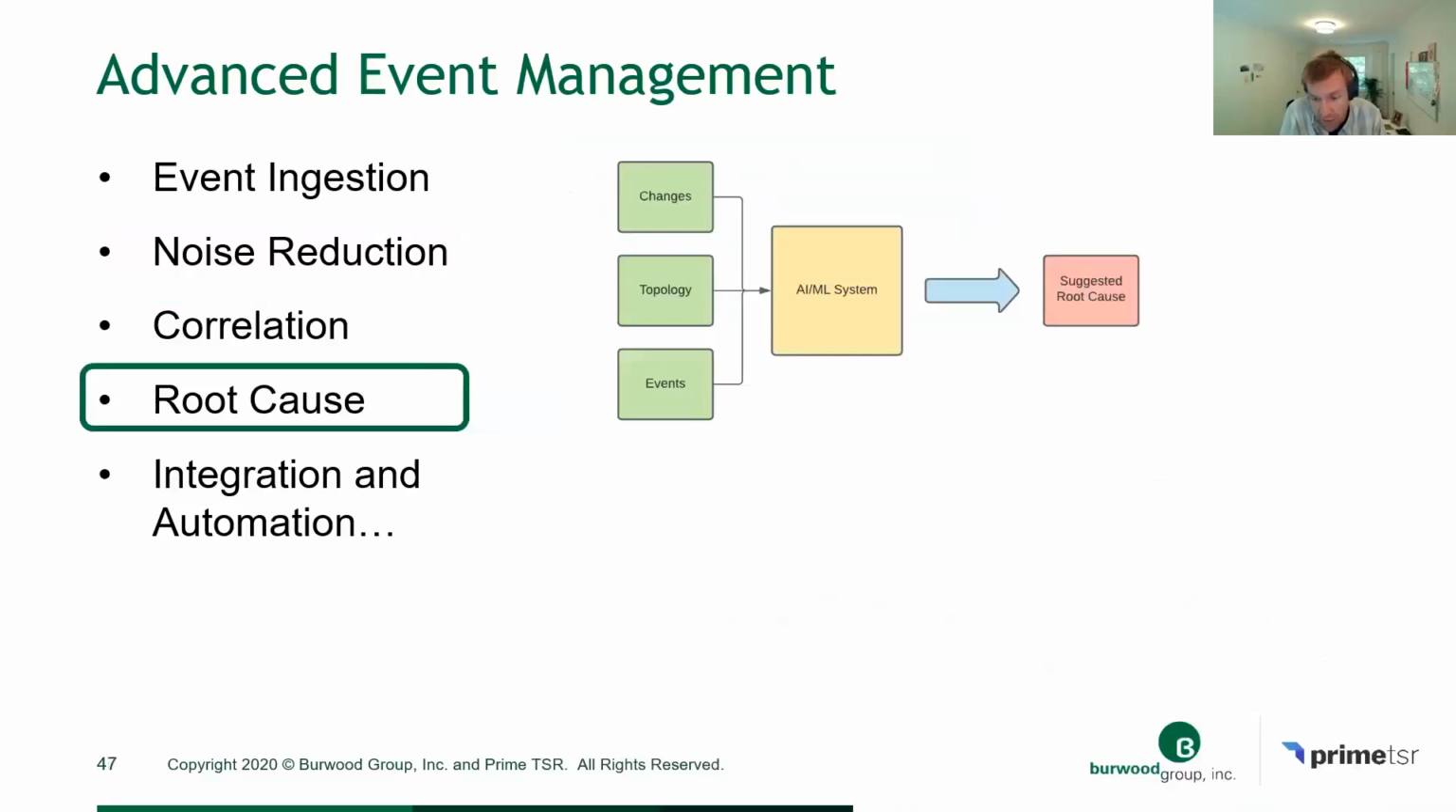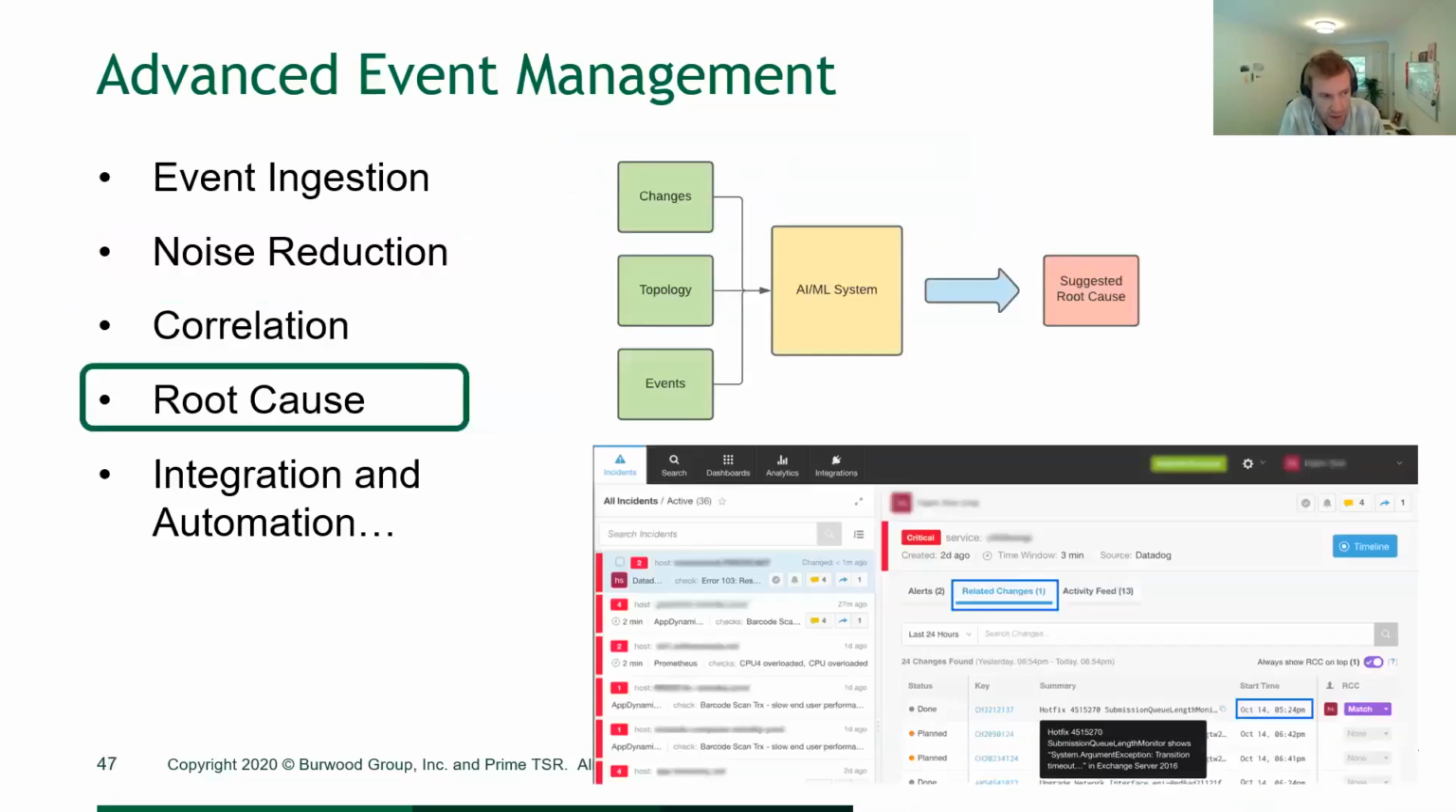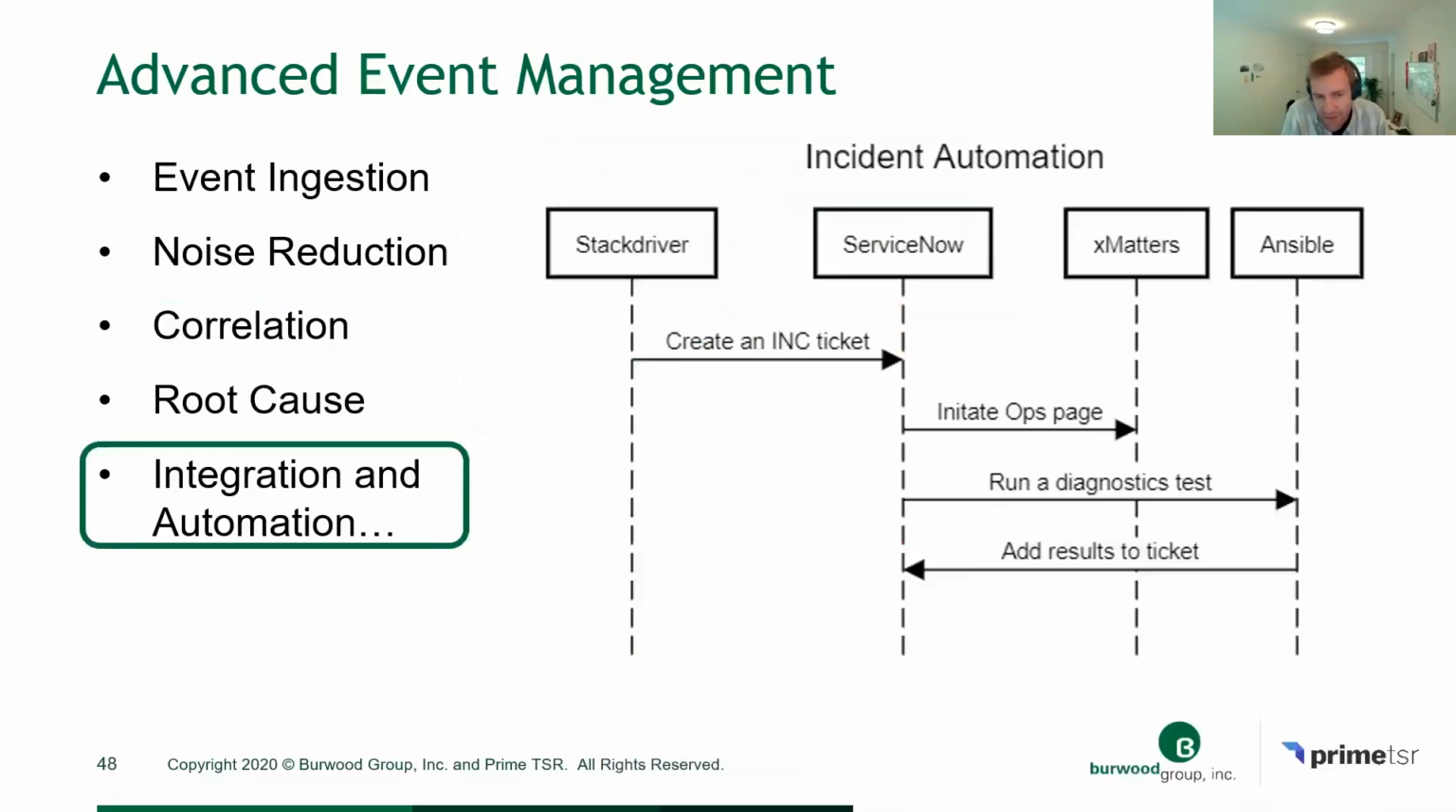That'll help you determine a root cause. If you start getting your change data, your topology data married up with your events as well, feeding into your AI system, you can start getting suggestions on root causes here as well. And then my favorite, getting into automation.